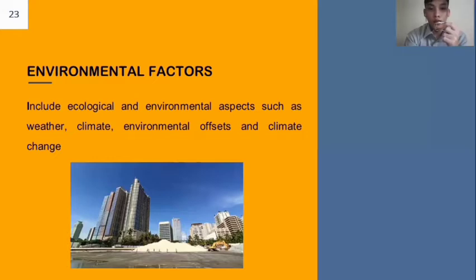Environmental factors relate to the influence of the surrounding environment and the impact of ecological aspects. It involves the physical conditions within which organizations operate. This includes ecological and environmental aspects such as weather, climate, environmental offsets, and climate change, which may especially affect industries such as tourism, farming, and insurance.